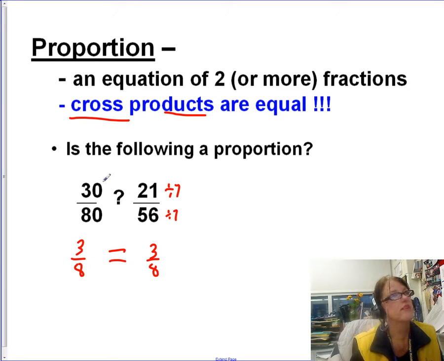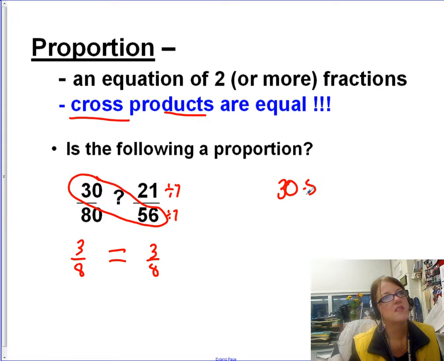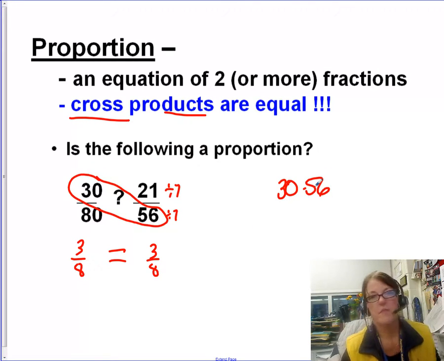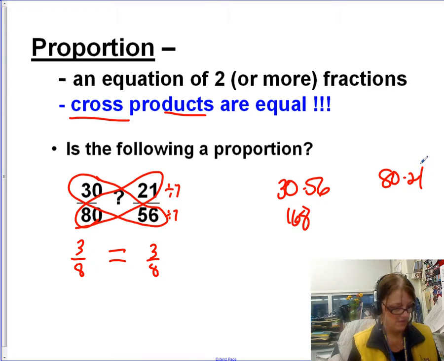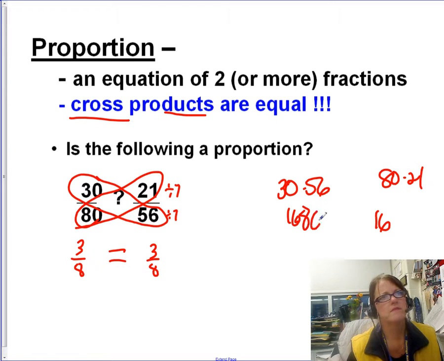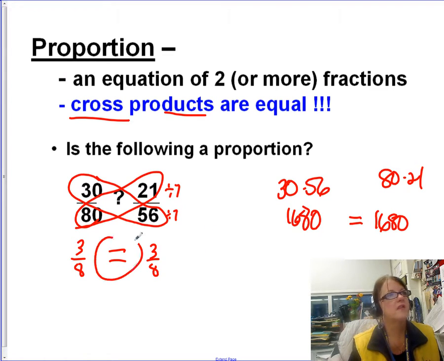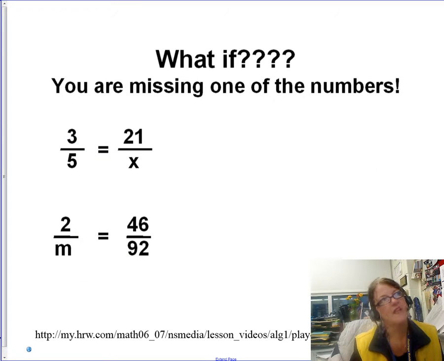Or, since you have a calculator in your hand, you could check what's 30 times 56. Grab your handy dandy tool here and say 30 times 56. That's 1680. What's 21 and 80 on this side? 80 times 21. I get 1680, 1680. Yep, they're equal. This is a proportion.